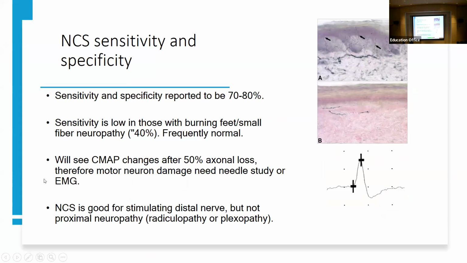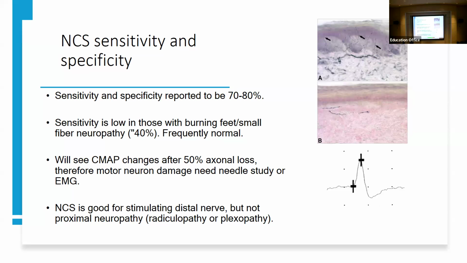Okay, about nerve conduction test, the sensitivity and specificity. It has very decent sensitivity and specificity, and it is reported to be 70 to 80%. However, in some situations, it's not quite sensitive, such as, we all know, small fiber neuropathy, right? Most of the time you will just get normal results.